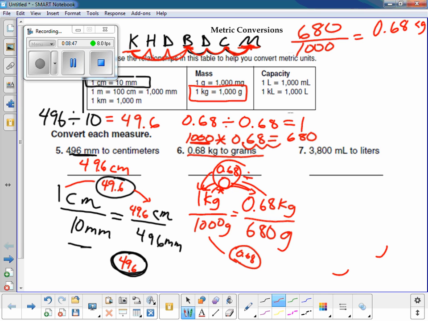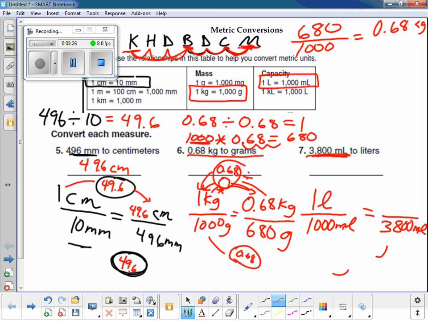Well, what I want to do is I want to use my conversion. I want to know milliliters to liters. And I'm getting really lucky today because look at what we have here. I know that 1 liter is equivalent to 1,000 milliliters. So I'm going to use that. I'm going to use 1 liter is equivalent to per 1,000 milliliters. And we're given a total number of milliliters right here. We have 3,800 milliliters.